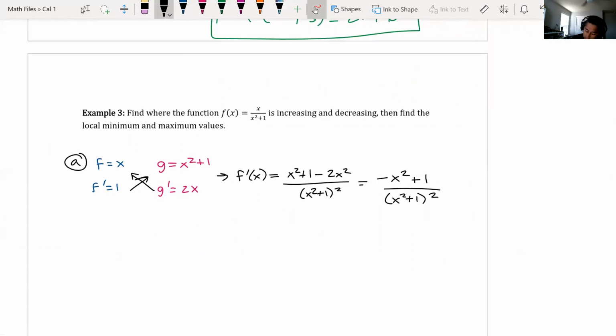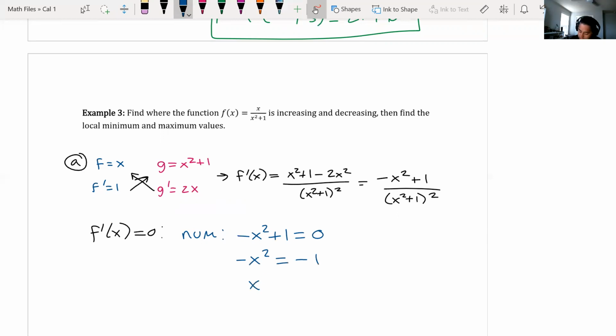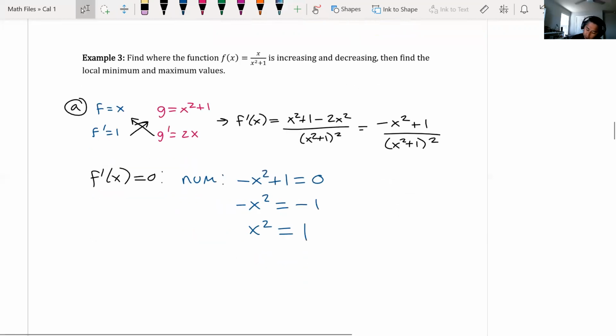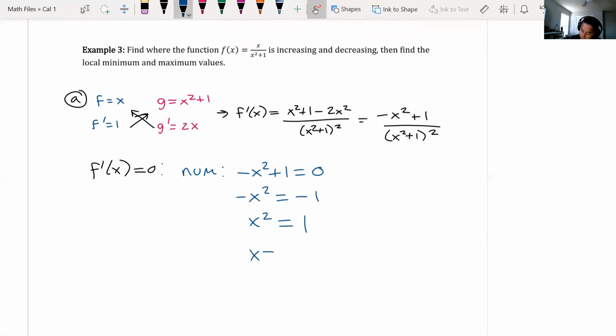And then we set it equal to 0. So f prime of x equals 0. And since it's rational, remember that we have two parts. We set the numerator and denominator equal to 0. So negative x squared plus 1 equal to 0. Move that 1 over. Negative x squared equals negative 1. And then divide by negative 1. You get x squared equals 1. And therefore, x equals plus or minus 1 are your first set of critical numbers.